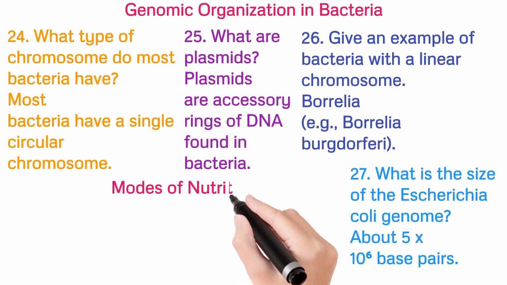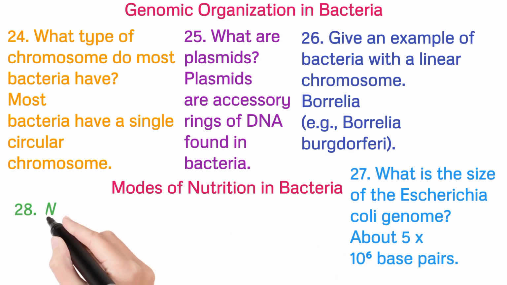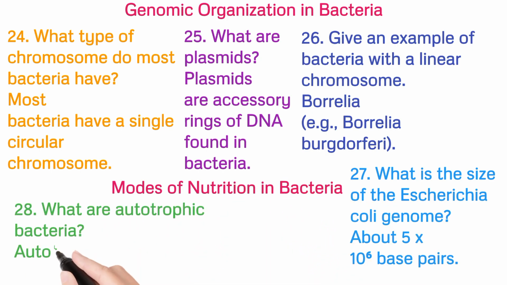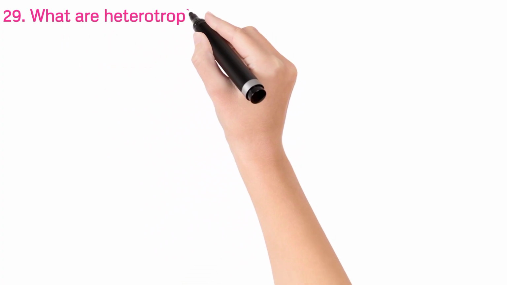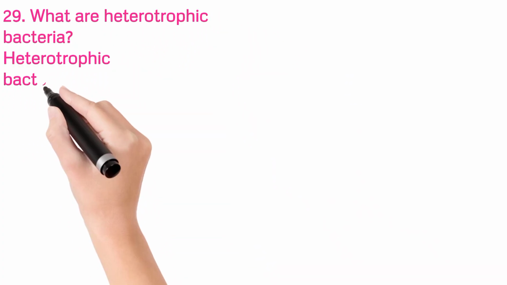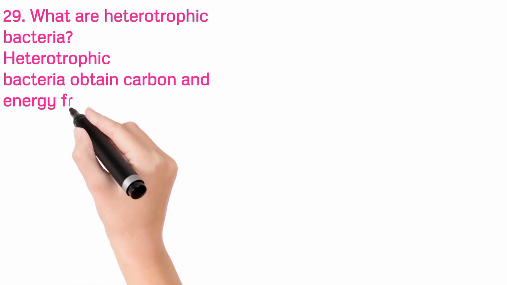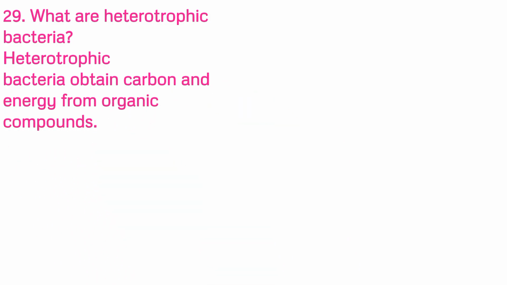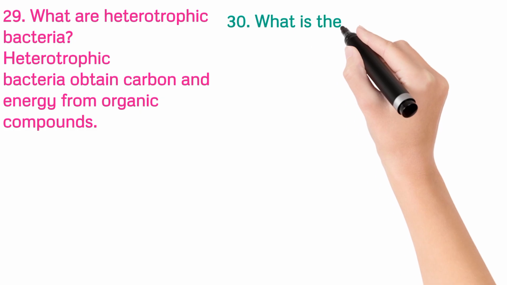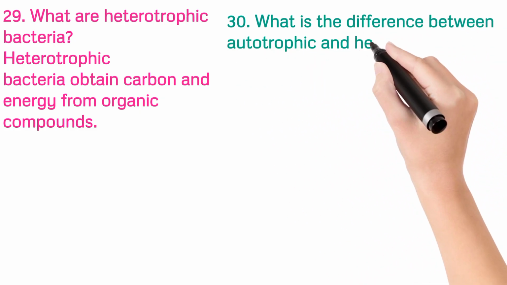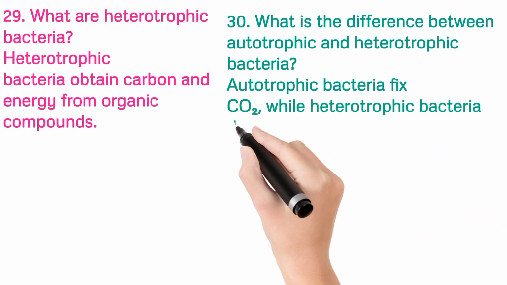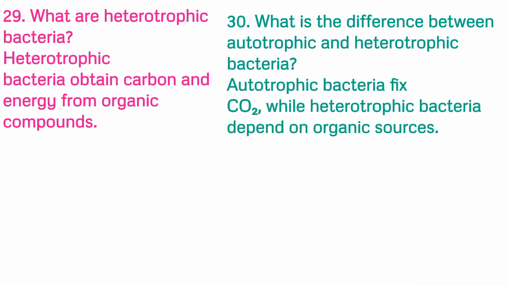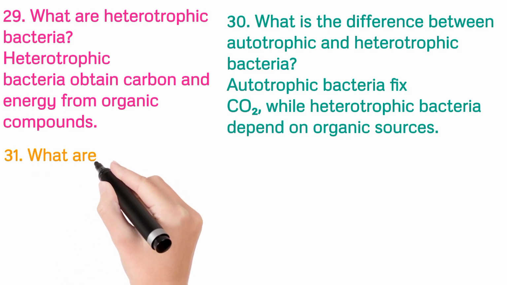Modes of nutrition in bacteria. 28. What are autotrophic bacteria? Autotrophic bacteria obtain carbon by fixing carbon dioxide. 29. What are heterotrophic bacteria? Heterotrophic bacteria obtain carbon and energy from organic compounds. 30. What is the difference between autotrophic and heterotrophic bacteria? Autotrophic bacteria fix CO2, while heterotrophic bacteria depend on organic sources.